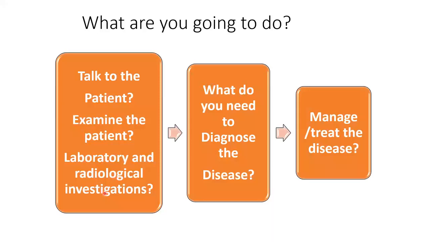Then you order laboratory and radiological investigations to complete the pieces of the puzzle. Of course, you don't just go and ask for any laboratory or radiological investigation. You are going to ask for specific investigations depending on the data that you collected from taking history and examining the patient. So you just collect the pieces of the puzzle to diagnose a certain disease, and then you can manage the disease. So you need to know a lot about any disease in order to diagnose it. So, you have to know a lot about each disease.